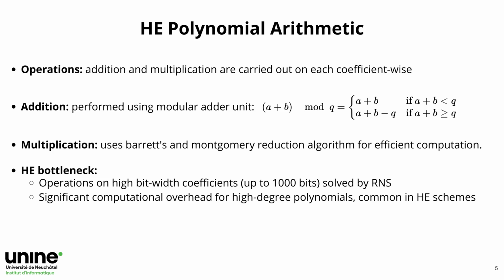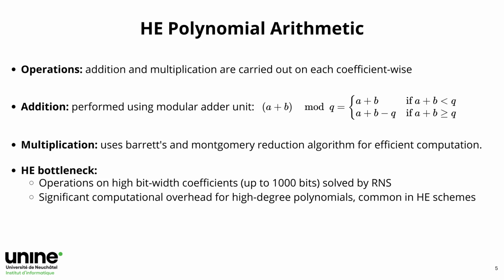Since you have addition and multiplication, the operations you can do on polynomials include addition and multiplication. Addition is straightforward; you can just do a modular addition operation like this. However, multiplication is a bit more complex and requires a specialized algorithm like Barrett reduction or Montgomery reduction for efficient computation. To sum up, we have a big bottleneck in homomorphic encryption due to the high bit width.